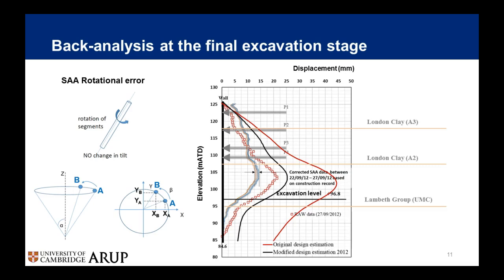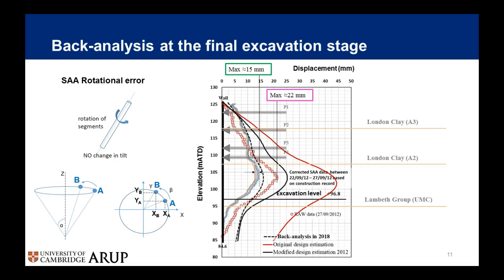It's showing the corrected SAA data has reduced the maximum wall deflection from the raw data, about 22 millimeters, down to about 15 millimeters, which means the most probable parameters calibrated from the back analysis probably are not really accurate, and it's necessary to carry out another back analysis based on this corrected SAA data.